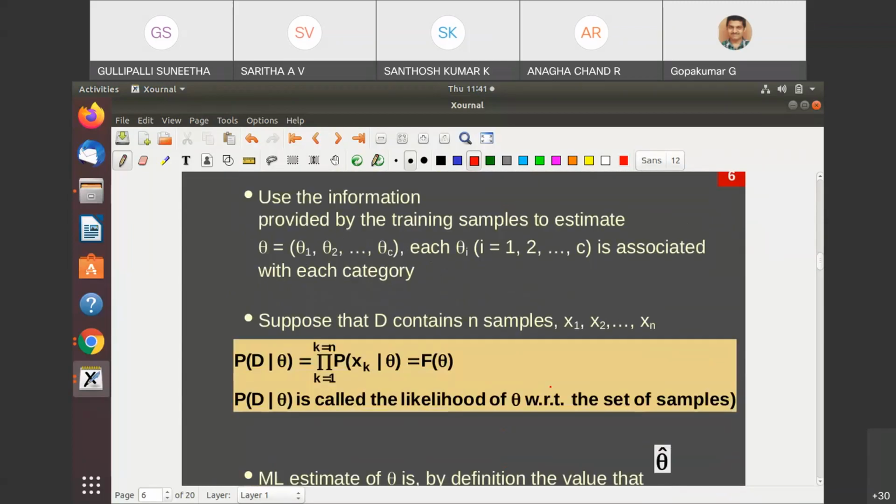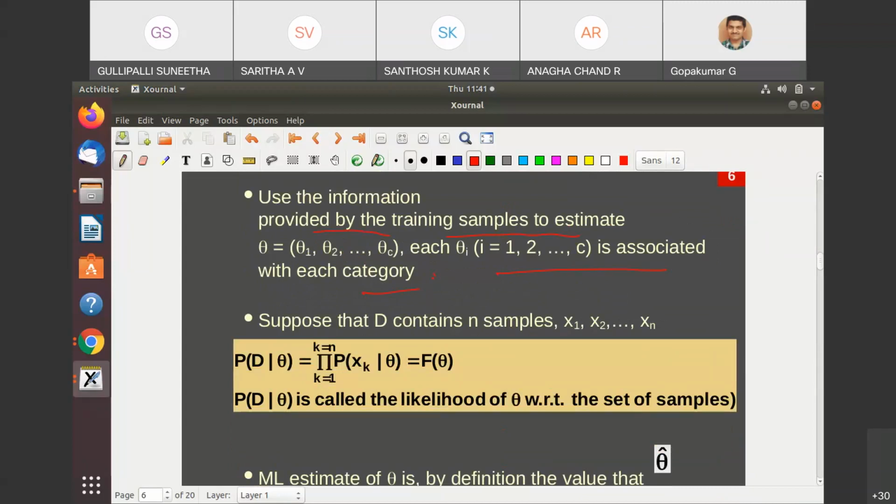Now we will use the information provided by the training samples to estimate the same thing that we have discussed. We have to find theta 1, theta 2, etc. up to theta c for each of the categories. That we have already discussed.